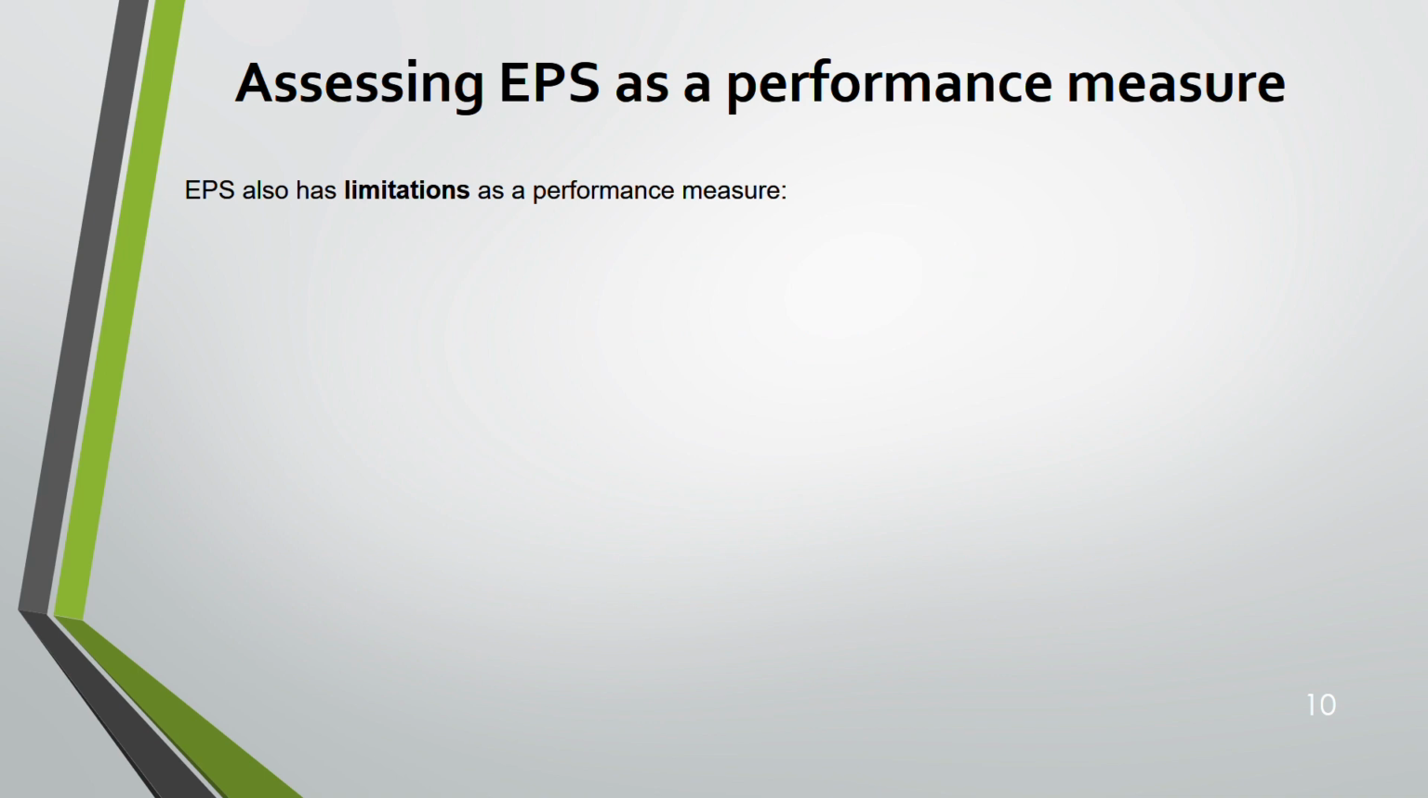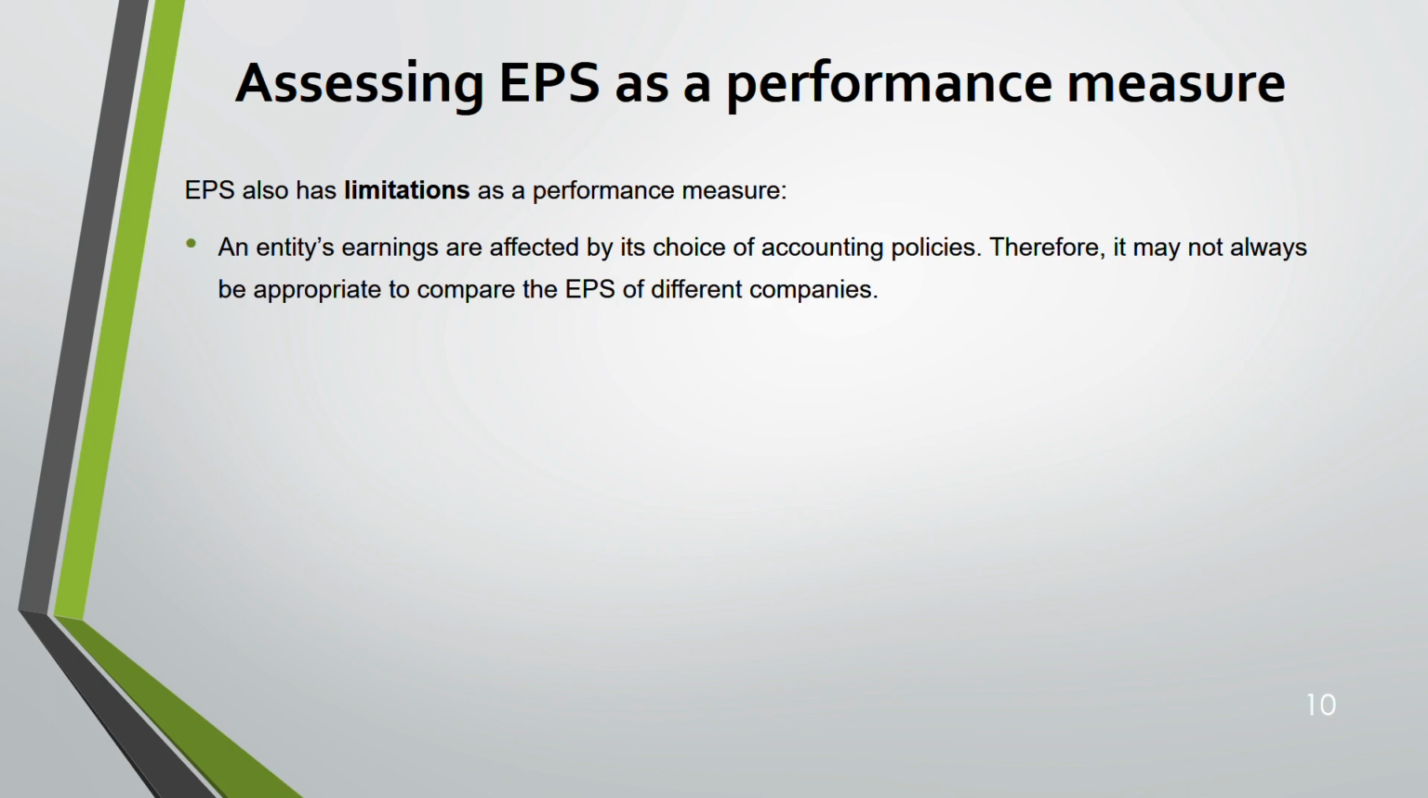But there are some limitations to it as a performance measure. What are they? Number one, earnings are calculated using accounting policies. So whatever accounting policies you use affect your earnings. You can easily manipulate your earnings through your choice of accounting policies. Therefore, it may not always be appropriate to compare the EPS of different companies, because two companies might have different accounting policies.